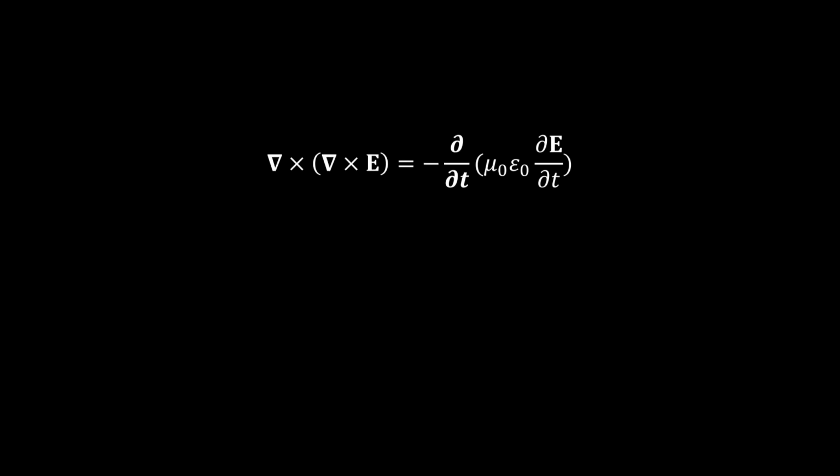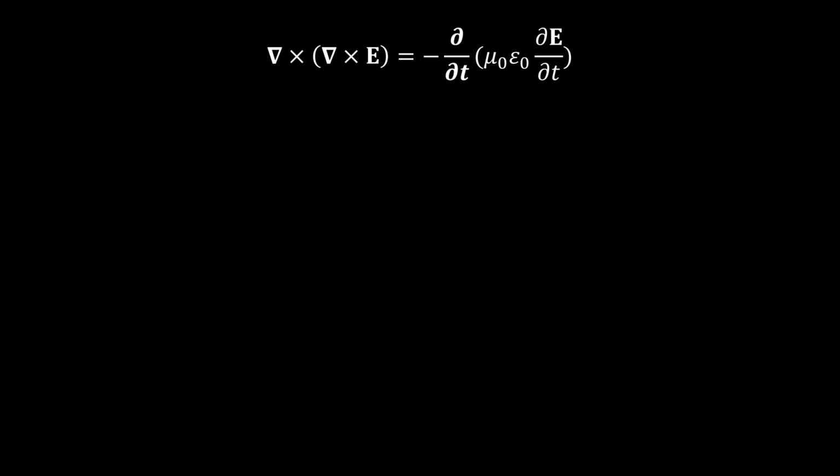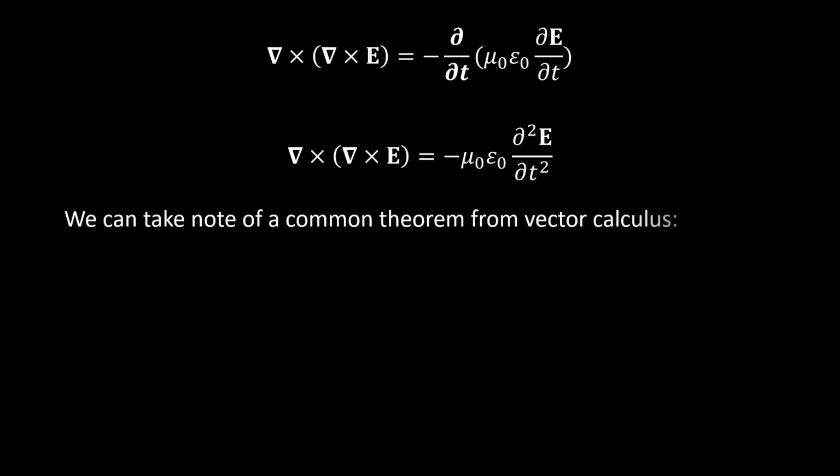So now we have the electric field on both sides of the equation. We can go ahead and distribute that partial derivative in to create an acceleration derivative, in that case, a second partial derivative in respect to time. That gives us the acceleration of the electric field. We can then take note of the common theorem from vector calculus to make it second order on both sides of the equation. And this is given to us by the Laplace operator acting on a vector field. That converts this to a second order equation on both sides.